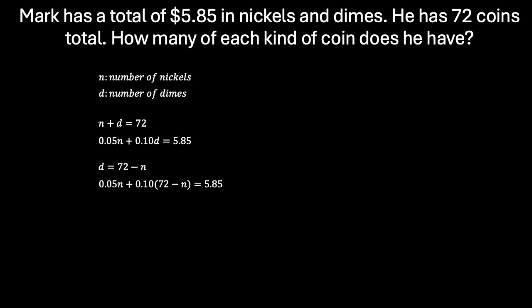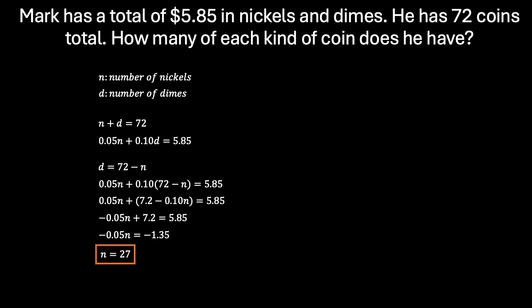Once we do that, we get 0.05n plus 0.1 times (72 minus n) is equal to 5.85. We can distribute the 0.1 into the terms in parentheses, and then combine like terms. We can then subtract 7.2 from both sides, then we get negative 0.05n is equal to negative 1.35. Don't worry about the negative signs because they should cancel out. Once we divide both sides by negative 0.05, we should get n is equal to 27. So we know that Mark has 27 nickels total.